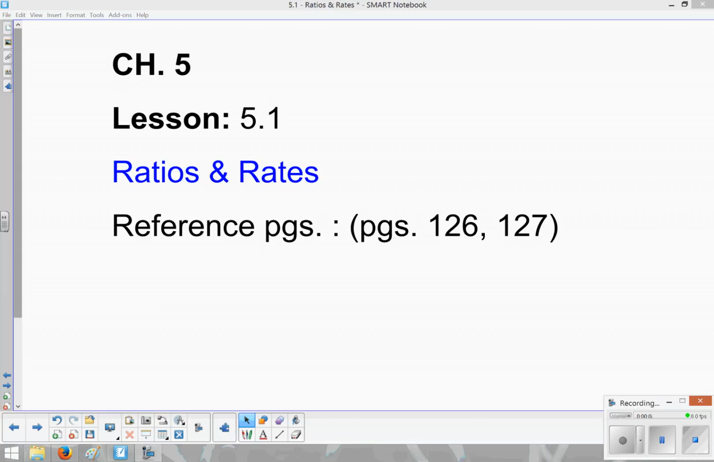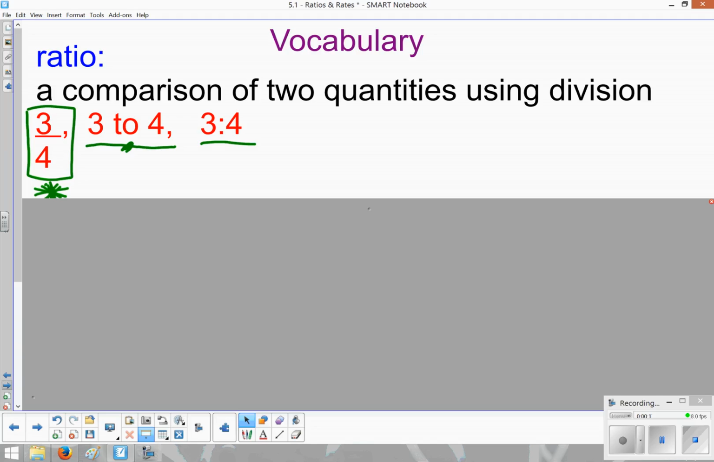Reference pages to this could be found in your textbooks, pages 126 and 127. As a reminder, don't forget to copy down everything you see in this video for full credit in your notebook. Okay, let's go ahead and get started with some vocabulary.